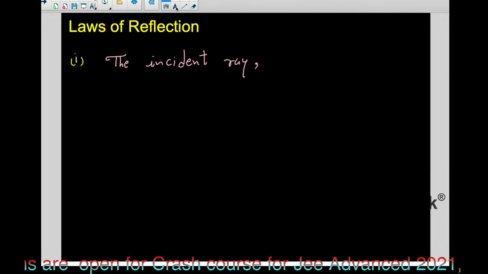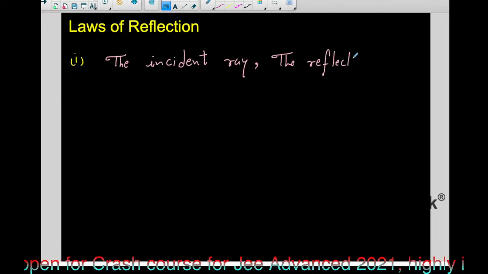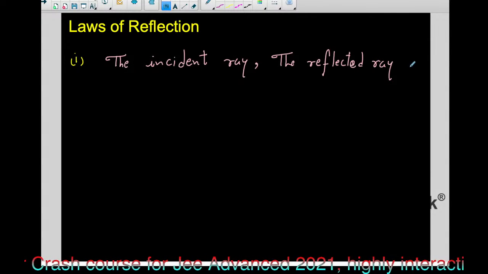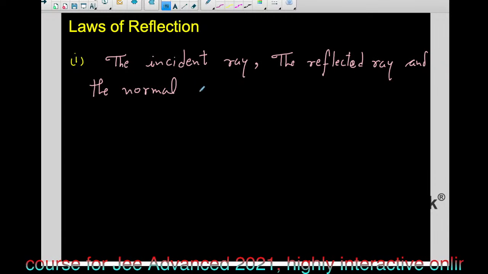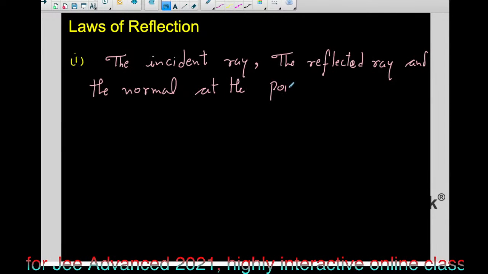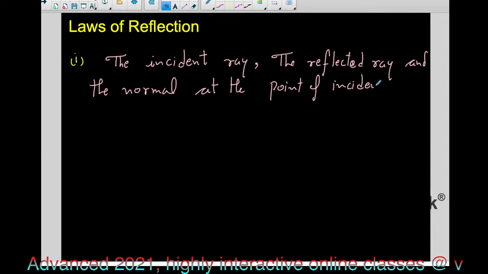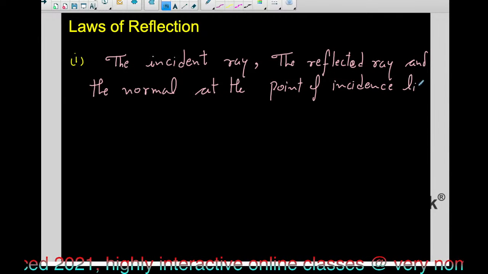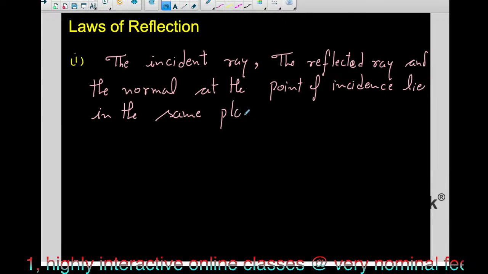चलिए, द इंसिडेंट रे क्या लिखेंगे? द इंसिडेंट रे, और क्या है? द रिफ्लेक्टेड रे, and the normal, at the point of incidence lie in the same plane.